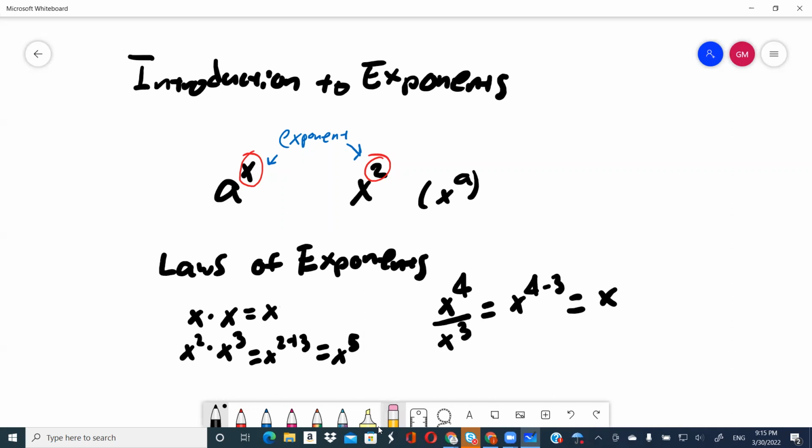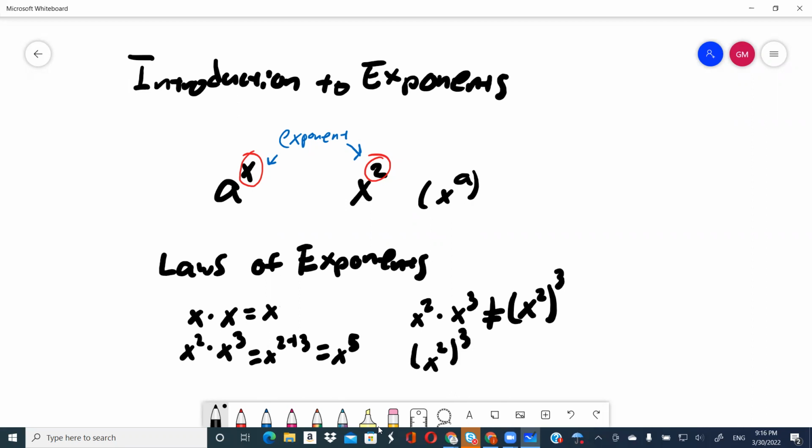Now don't confuse addition of exponents when you multiply with parentheses. x squared times x cubed is not the same as x squared in parentheses to the power of 3. In this case, you have to multiply. That's x squared to the power of 3, which is the same thing as multiplying x squared by itself 3 times: x squared times x squared times x squared, which equals, algebraically, x to the power of 3 times 2, or x to the power of 2 plus 2 plus 2. Yeah, better to write that down. Which equals x to the 6th, x to the power of 6.